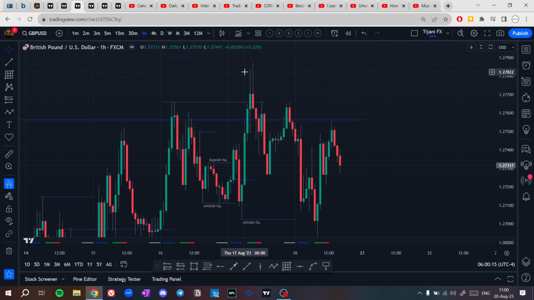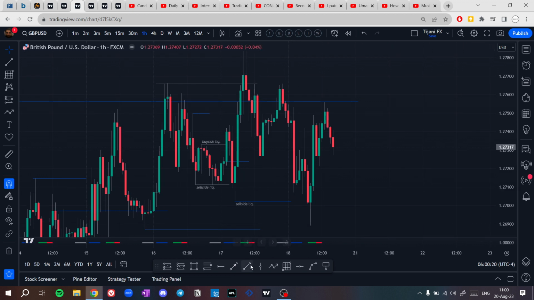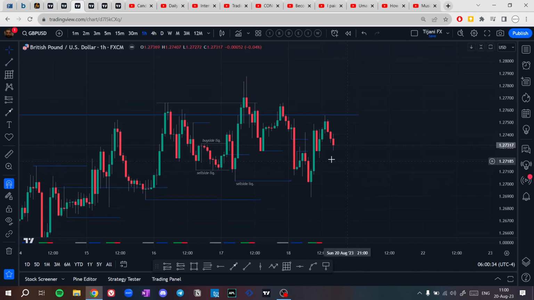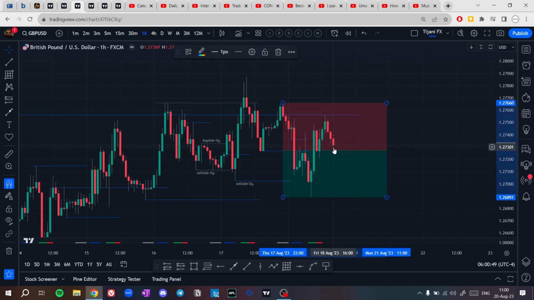Next, price went higher, taking this buy side liquidity above this high. Then it broke market structure below this low. For me, this was a good entry to sell GBPUSD targeting this low here. But as we see, price dropped lower, taking the sell side liquidity below this low. Then it went higher, retracing to the 4-hour range from this high to this low and closing the week.